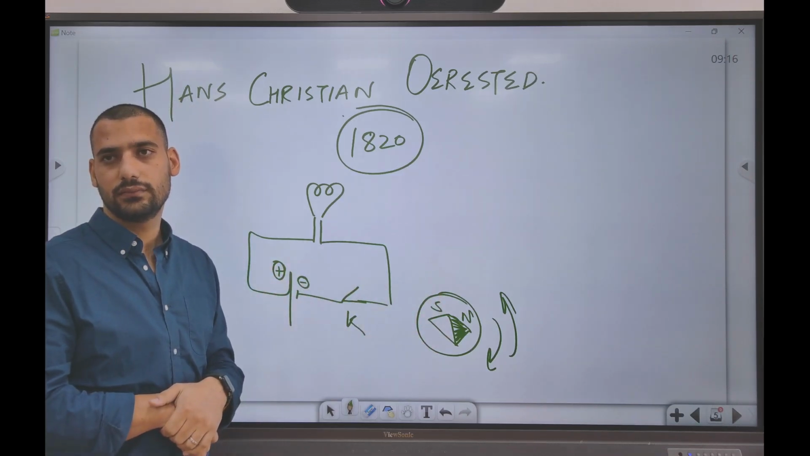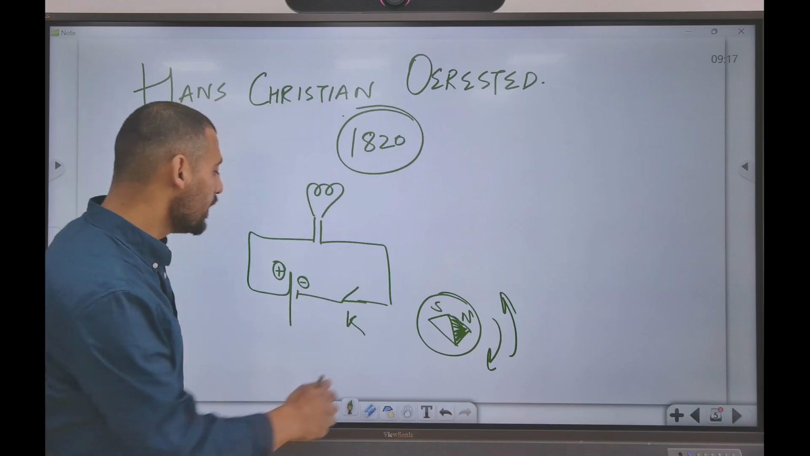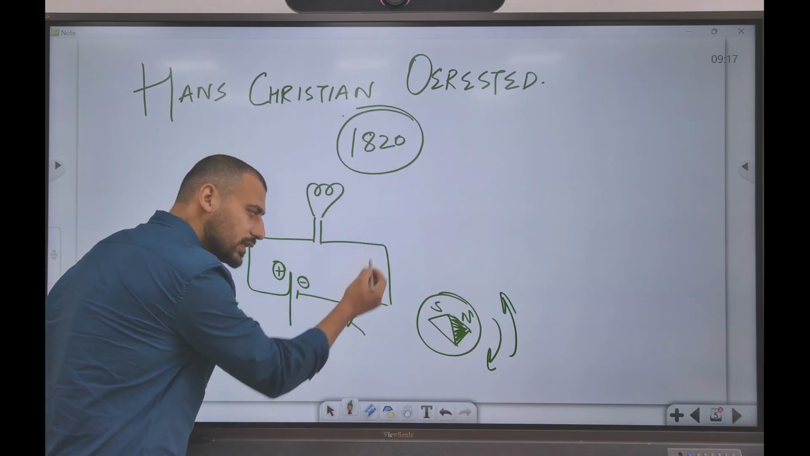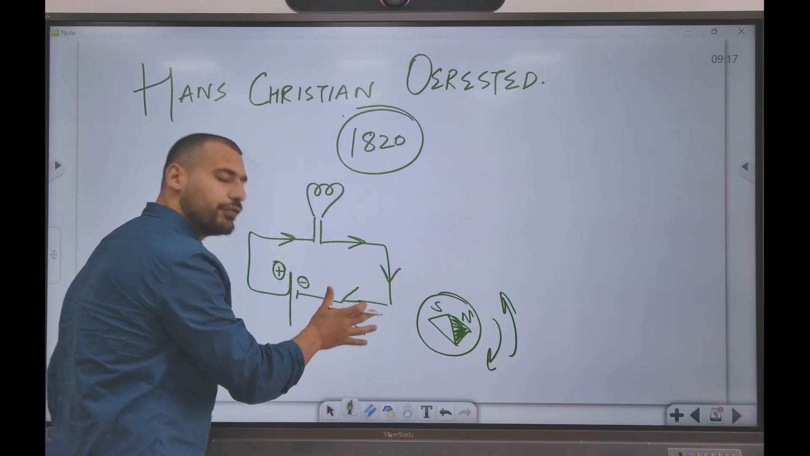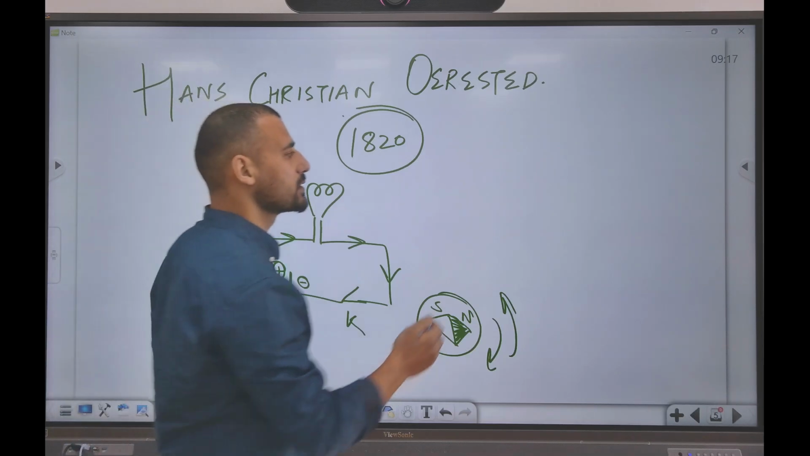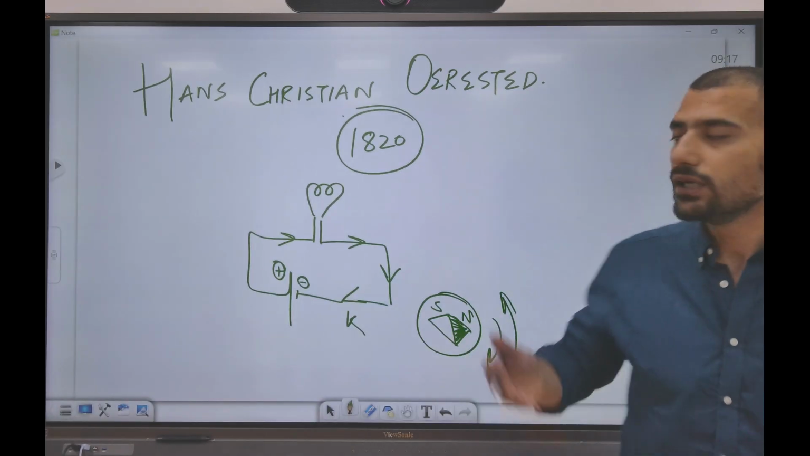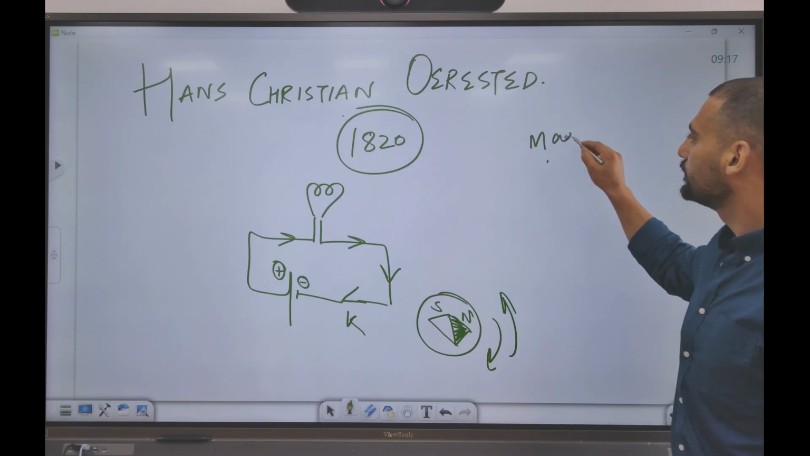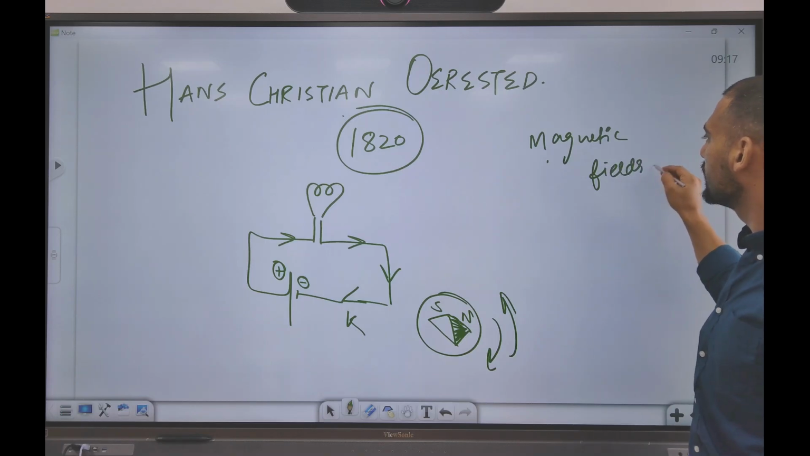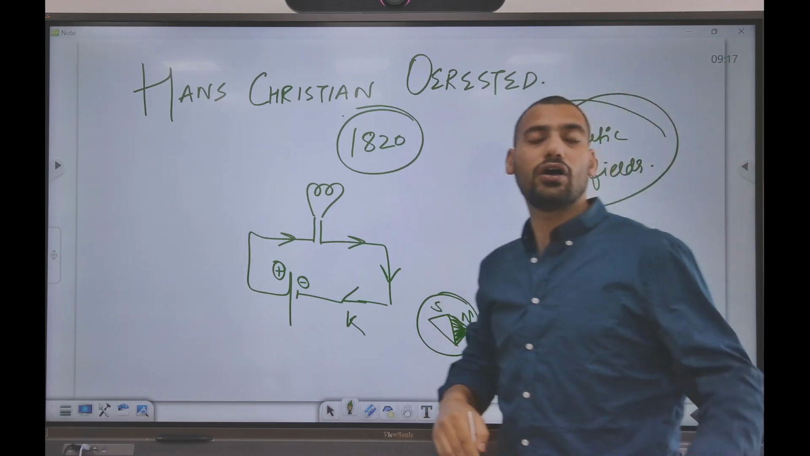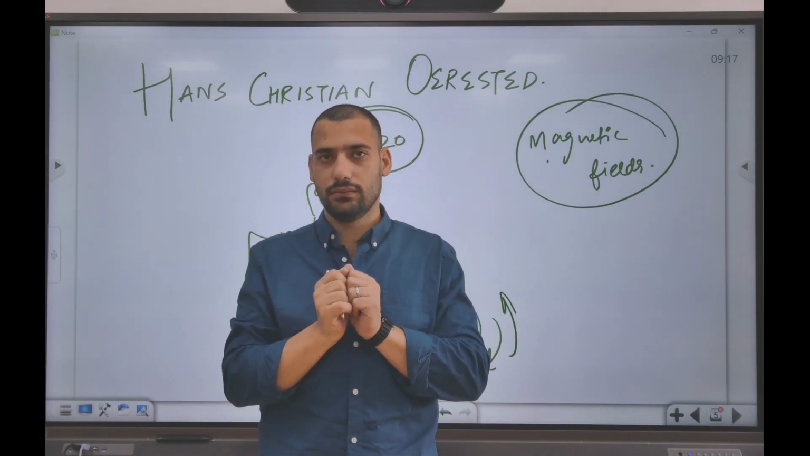That's it. And from this experiment he came to the conclusion that when current flows in the circuit, the current was flowing like this, right? So when current is flowing in conductors, these conductors have the tendency to generate magnetic fields. So the concept of magnetic fields was not only limited to a bar magnet or a horseshoe magnet.